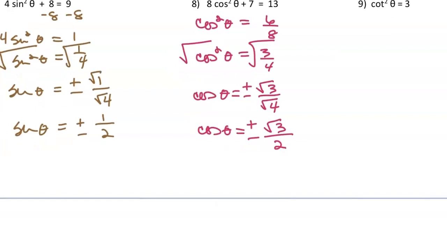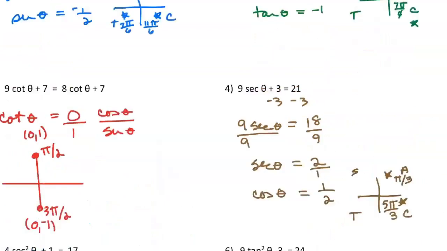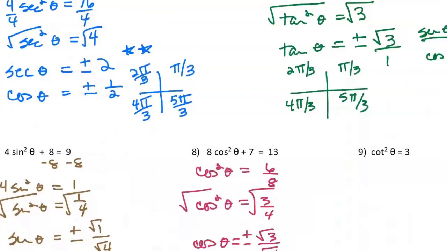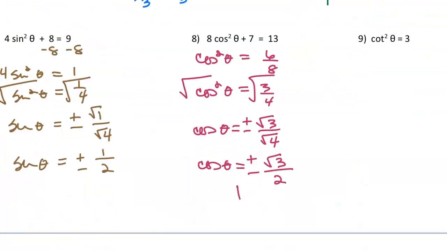So where is cosine radical 3 over 2? Let's see. There it is. First angle, pi over 6. So you need how many angles? You should be saying 4. So this is pi over 6. And then we need all the other ones. So 5 pi over 6, 7 pi over 6, 11 pi over 6. Done.